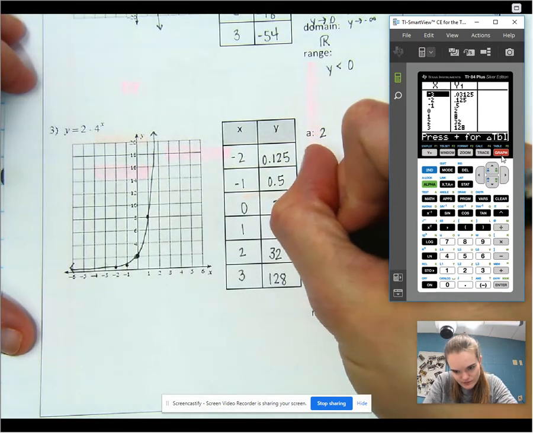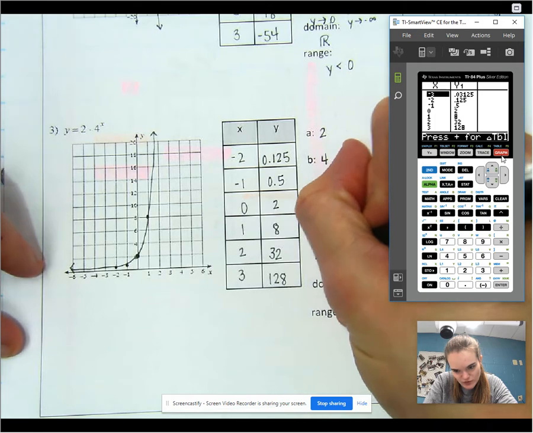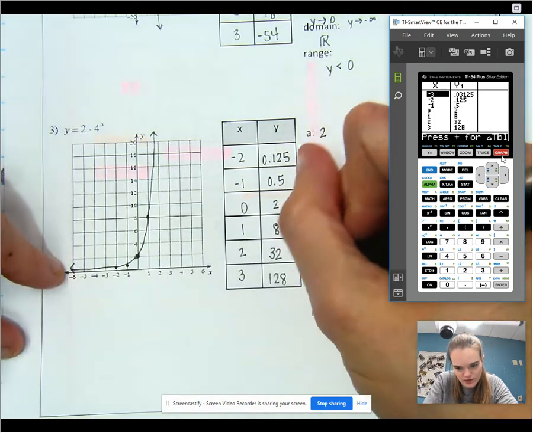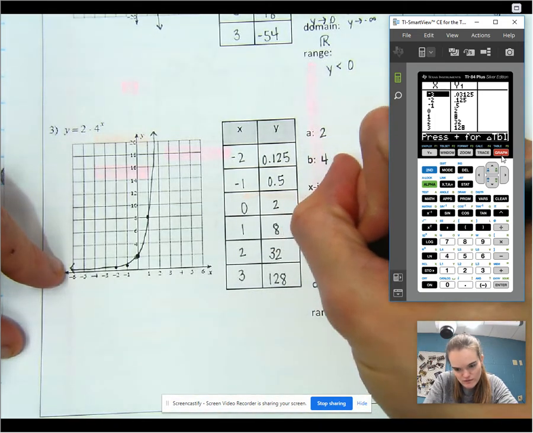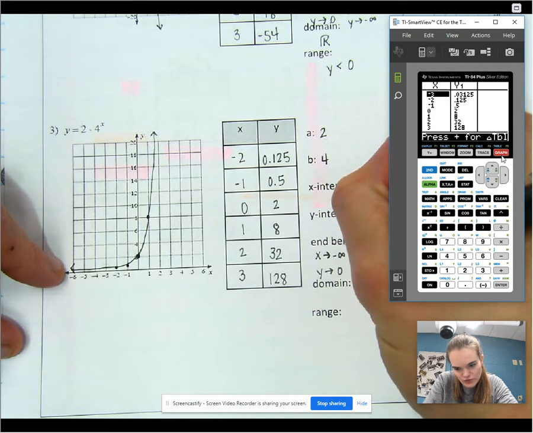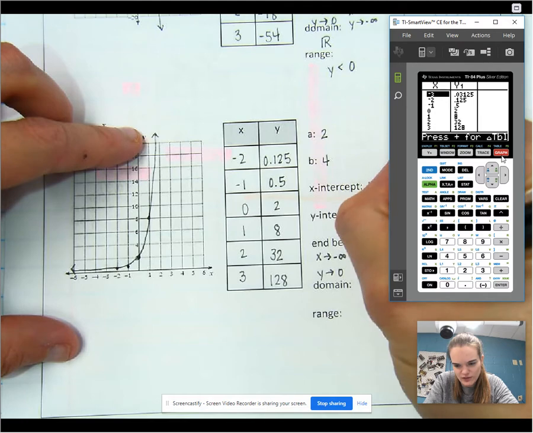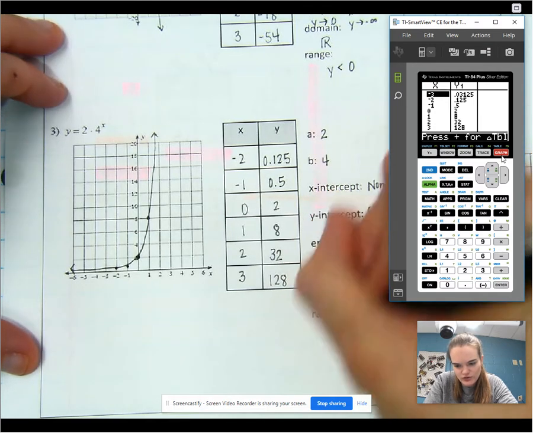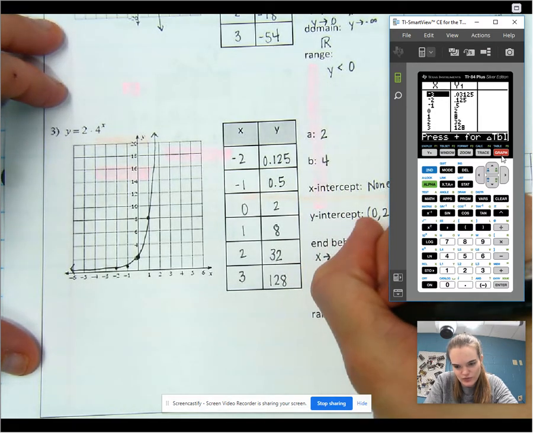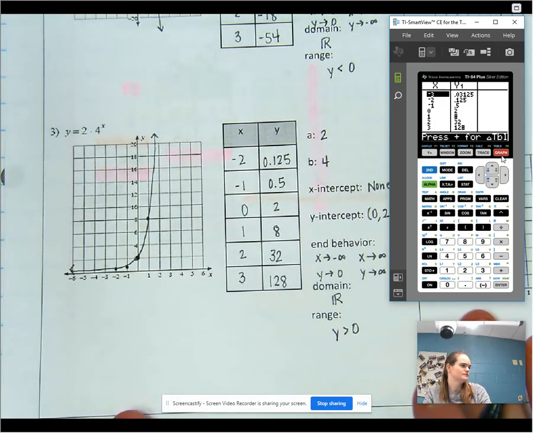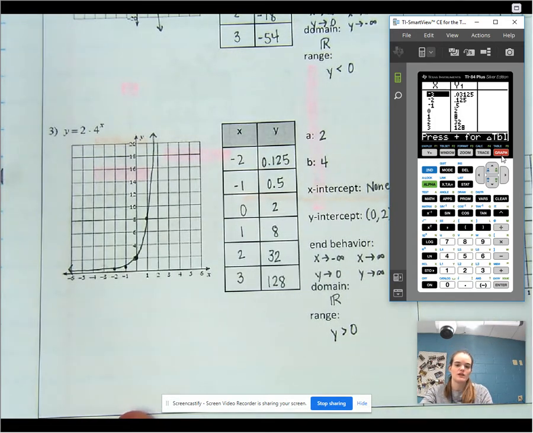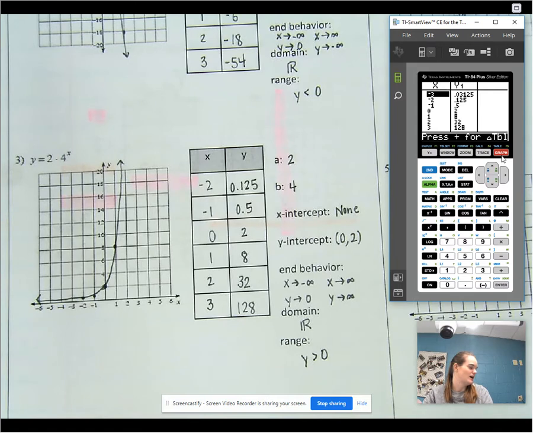End behavior: when x is going towards the negatives, the left over here, y is going towards 0. When x goes to the positives, the right side, y is going towards infinity. Domain is all real numbers. The range is the positives, so it's greater than 0 this time. So pause the video and do 4 and 5.